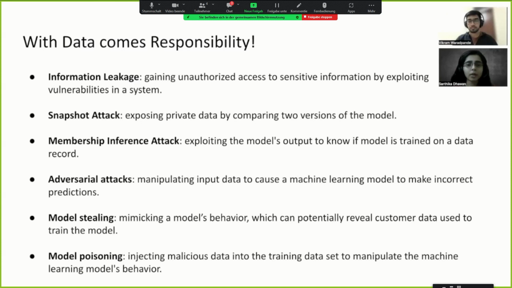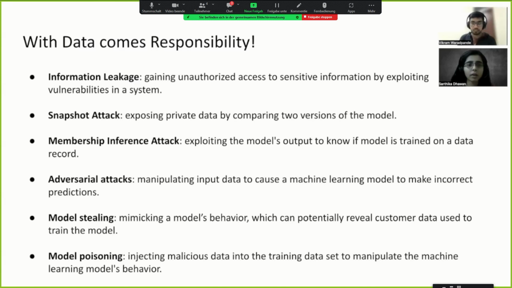Second is snapshot attack. The attacker gains access to the model at a specific point in time, often by taking a snapshot of the model state, and then uses that information to launch an attack. The attack can be used to extract sensitive information from the model or manipulate its behavior. Thirdly, it's membership inference attack, in which the attacker tries to determine if a specific customer's data was used to train a particular model by exploiting the model's output.